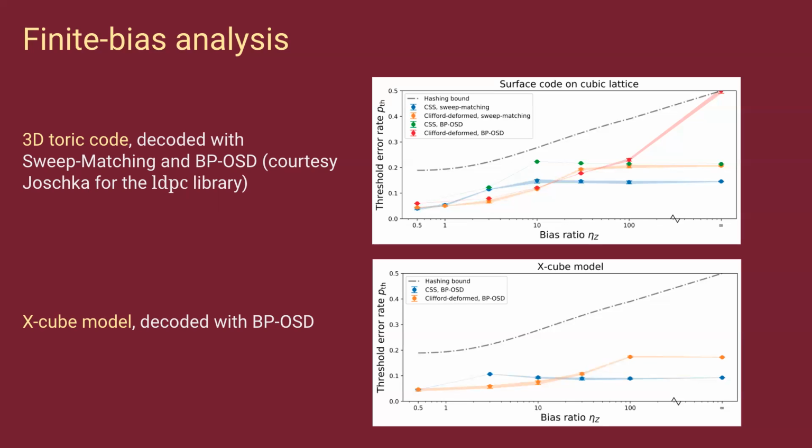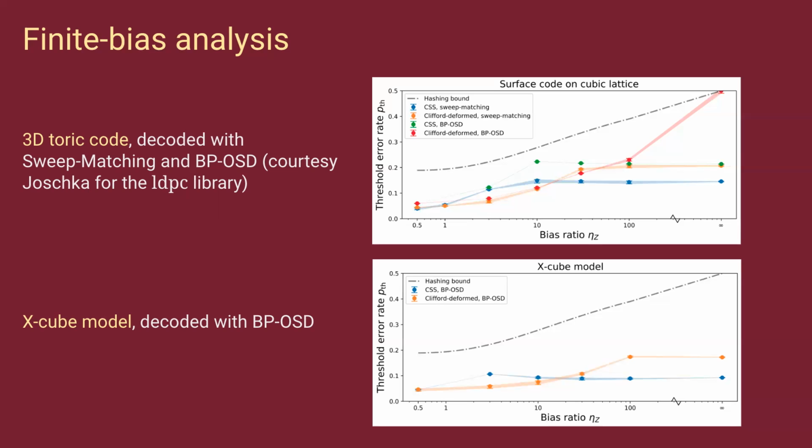Yeah. So there is this conjecture that the hashing bound is a bound for CSS codes. At least for the surface codes, it seems to be true. For non-CSS codes, it's not true. We have examples where it's violated. So the XZZX code is an excellent example, because it goes a little bit above.